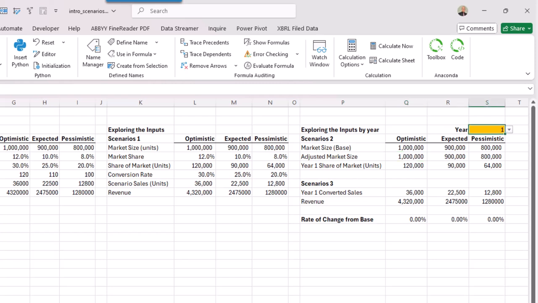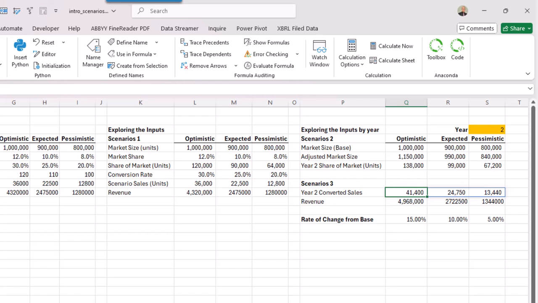Make it year 2. And now, because it's 15%, 10%, 5%, it becomes 150, 990, and 840. And then your market share, 12, 10, and 8%, that's 12% of that, 10% of that, 8% of that. Quite straightforward. Let's have a look at scenario 3 now.